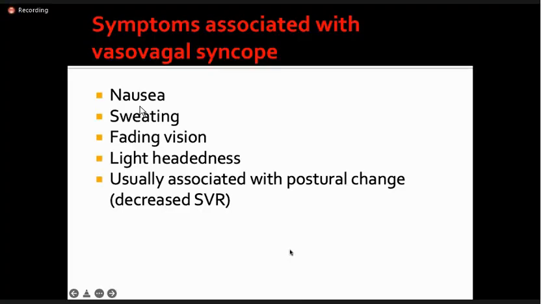Now, in addition to taking history about vasovagal symptoms, you also have to exclude other pathological causes of syncope. So can you list out certain histories that you need to elicit? What are all the things you need to ask the family regarding the syncopal episode? In your history, what are all the things you need to ask about the syncopal episode? Key things, or important things.